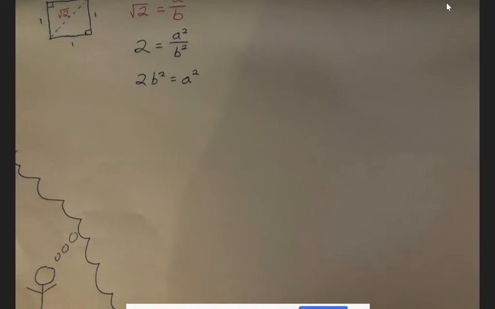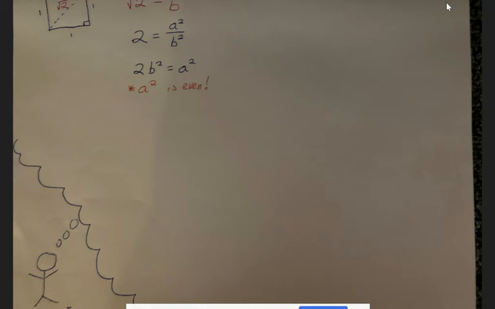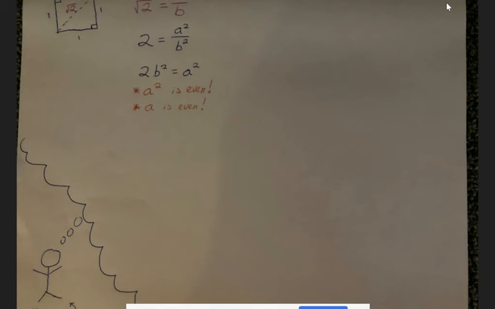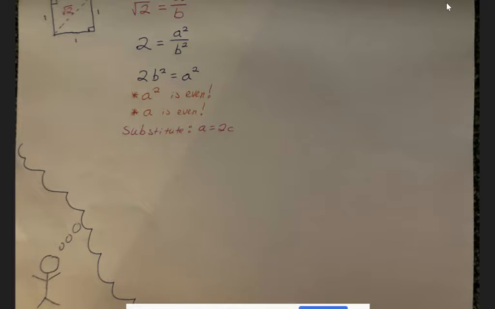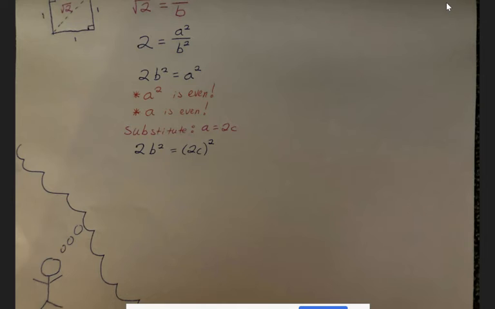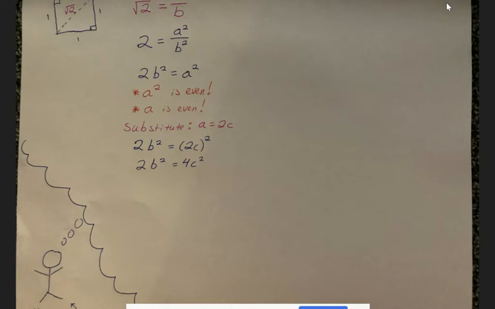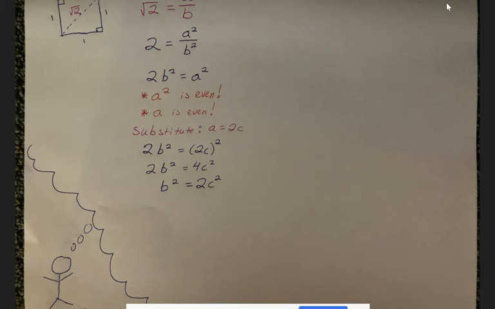Now he says, aha, I'm getting somewhere. I can see at this point that a squared is even. And if a squared is even, I can also conclude that a is even. So since a is an even number, I can say that a is equal to 2c for some other number c, because every even number is double another number. Substituting that in, I have 2b squared equals (2c) squared, which is the same as 2b squared equals 4c squared. And I can divide both sides by 2 and get that b squared equals 2c squared.